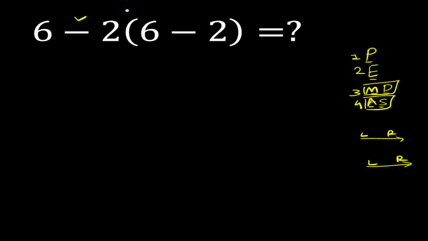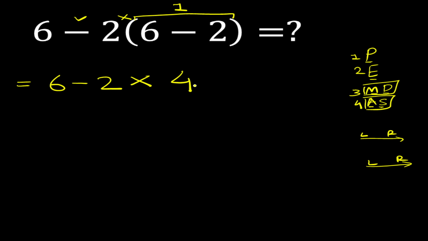So in this question, here we have one subtraction, here multiplication, and here we have one parenthesis, right? So according to PEMDAS, first we have to solve this parenthesis. So it's equal to 6 minus 2 times, now solve this parenthesis, 6 minus 2 is equal to 4, right? Now here we have one subtraction and here multiplication. So according to PEMDAS, first we have to solve multiplication, right? And then we have to solve subtraction.